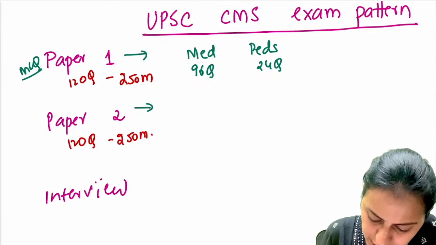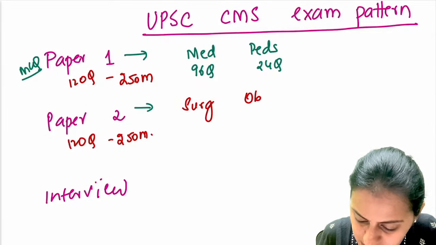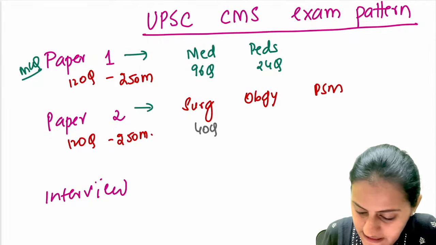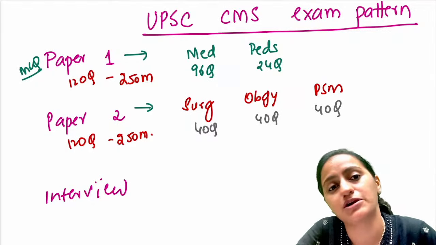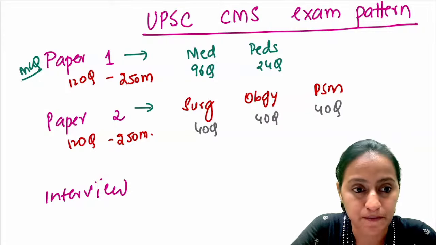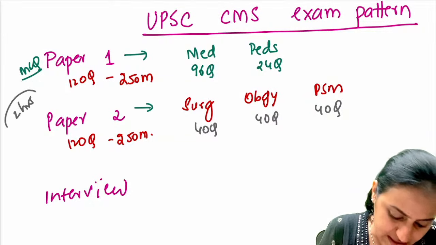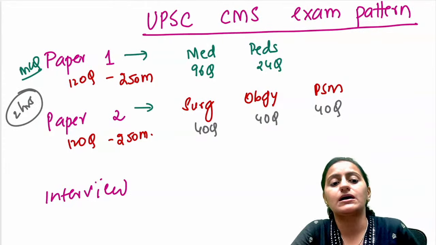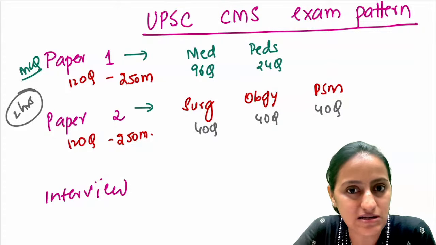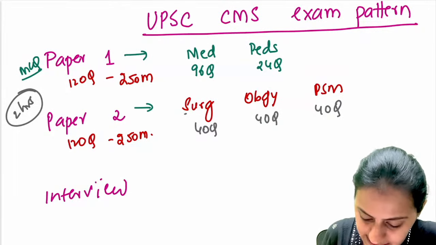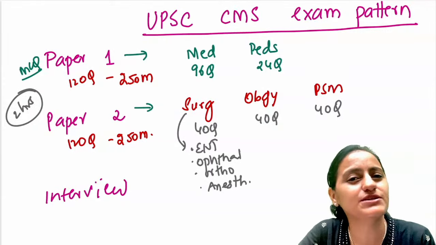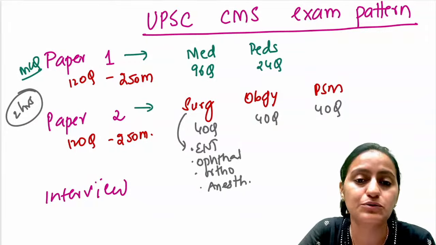Now, in paper 2, you have surgery, OBGY, and PSM. Each of these is 40 questions. So this is what you have in paper 2. The duration for each paper is 2 hours. These are the major subjects covered: your final year subjects along with PSM. When I say surgery, it has 1-2 questions from ENT, ophthalmology, orthopedics, and 1 question here and there from anesthesia as well. So the allied subjects are also included.